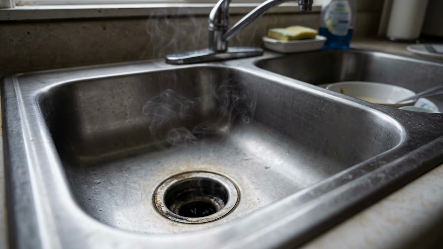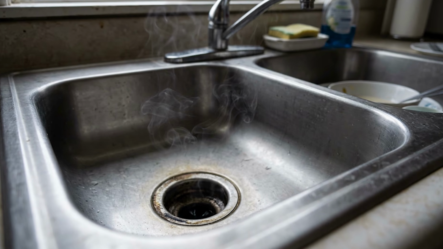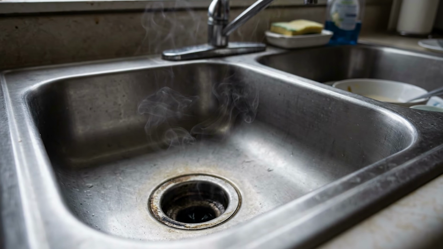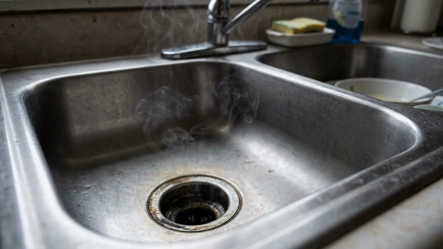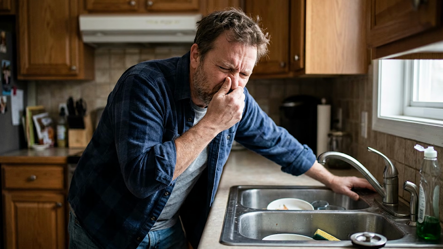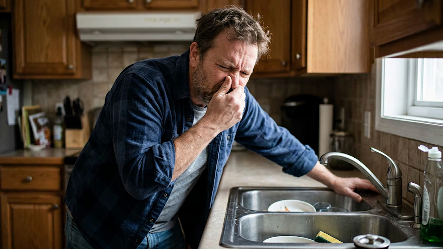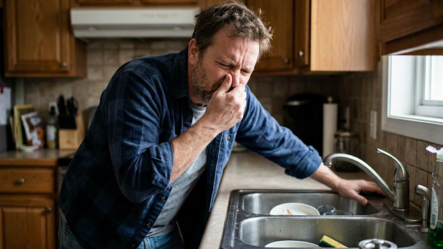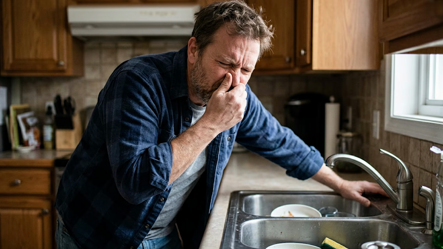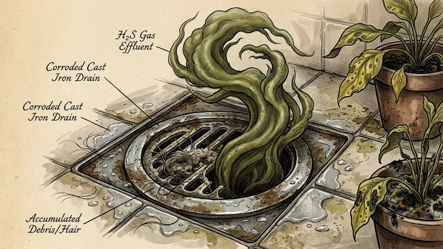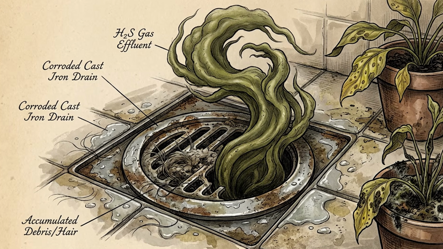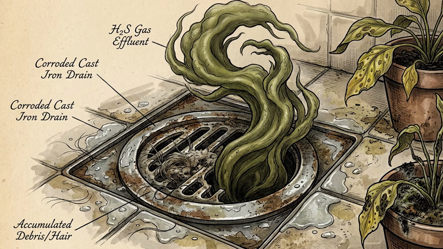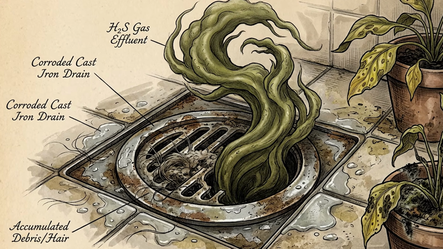Now, a lot of people hear the term sewer gas and just think of a bad smell. And yes, it does smell terrible, like rotten eggs. That smell comes from hydrogen sulfide, which is one of the main components of sewer gas. But the danger goes well beyond an unpleasant odor. Sewer gas is actually a mixture of several gases, including hydrogen sulfide, ammonia, methane, and carbon dioxide.